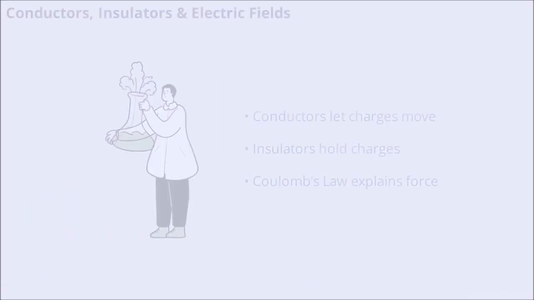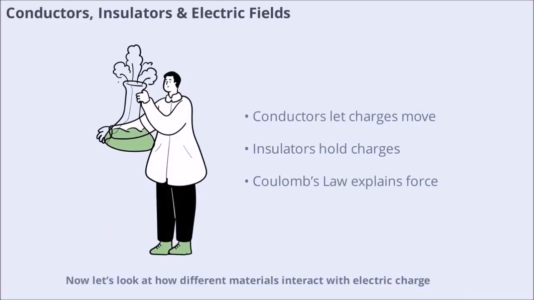Now let's look at how different materials interact with electric charge. Conductors, like metals, allow charges to move freely, while insulators such as rubber or glass keep charges in place. This difference explains why some objects easily become charged and others do not.